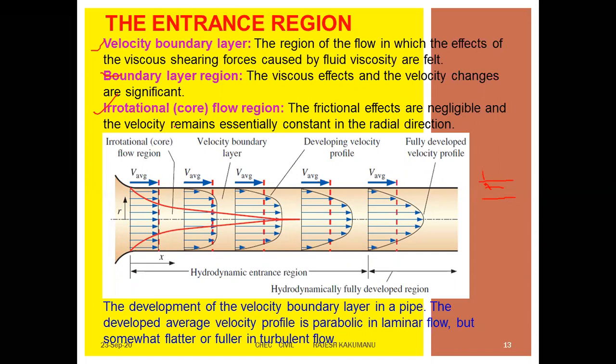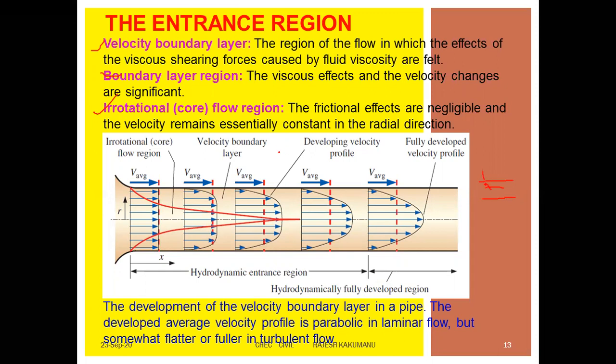So whenever the flow of water is flowing in the radial direction in a pipe, the friction effects are negligible and the velocity remains essentially constant. So whenever the flow is in the radial direction, the velocity will be constant and the friction effects are negligible in the irrotational flow region. Okay.